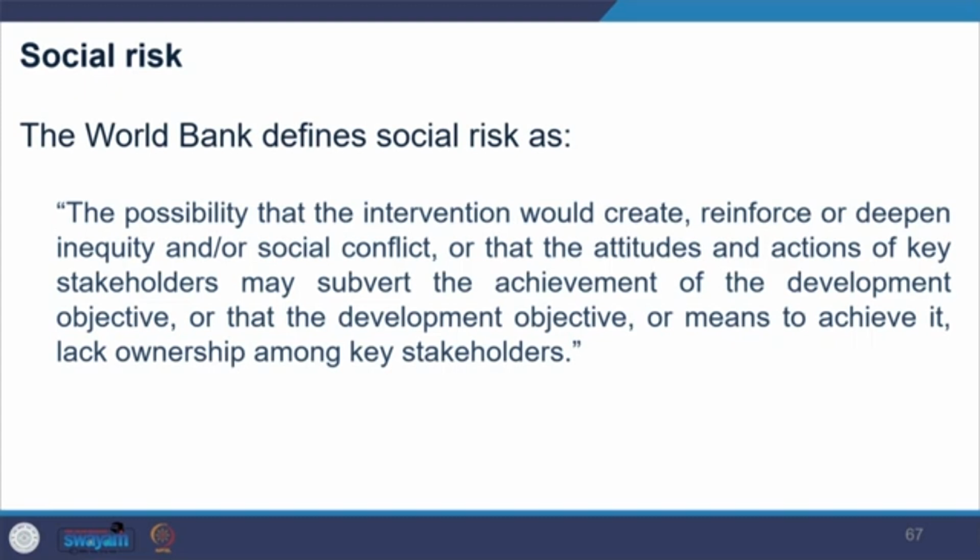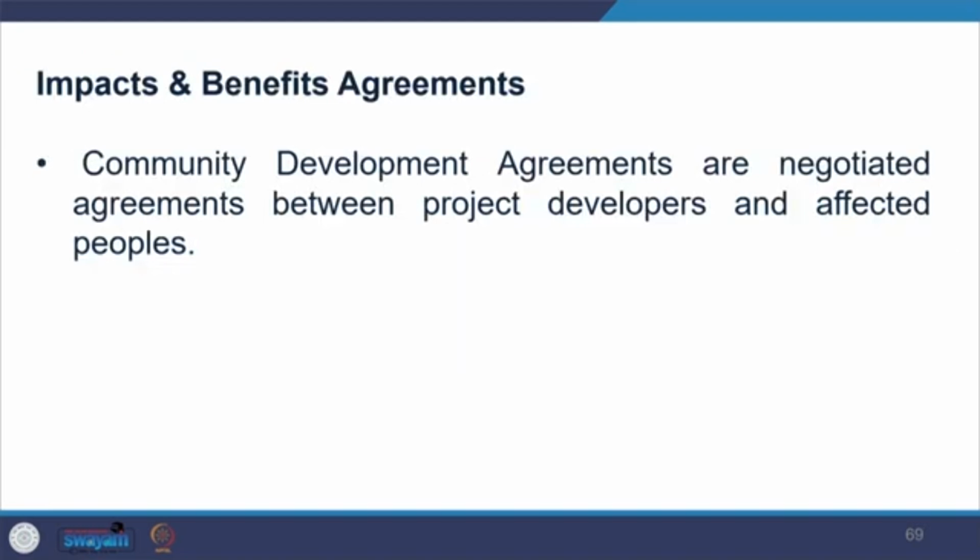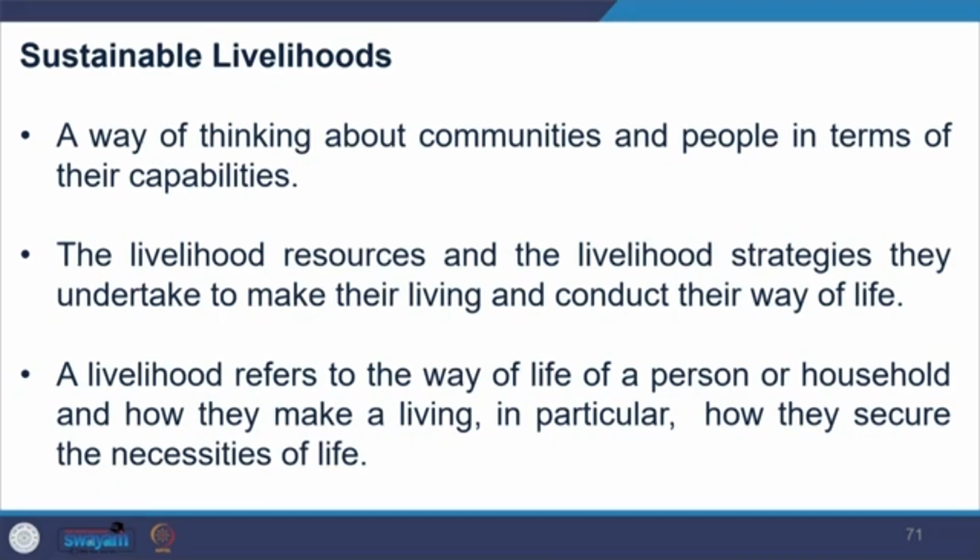And then it also highlights the impact and benefits agreement, how those agreements have to be negotiated between the affected people and the project developers. Then it also introduces the concept of sustainable livelihoods. When we say sustainable livelihood, it refers to a way of thinking about communities and people in terms of their capabilities and livelihood resources, like what kind of assets they have, what kind of capitals they have, and what kind of activities they take care of. So all those things have to be understood and incorporated.